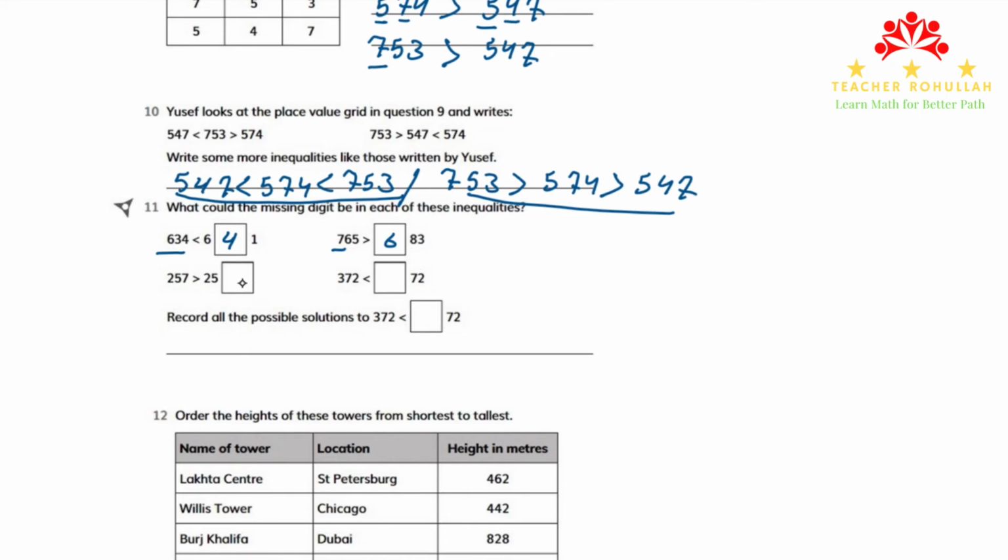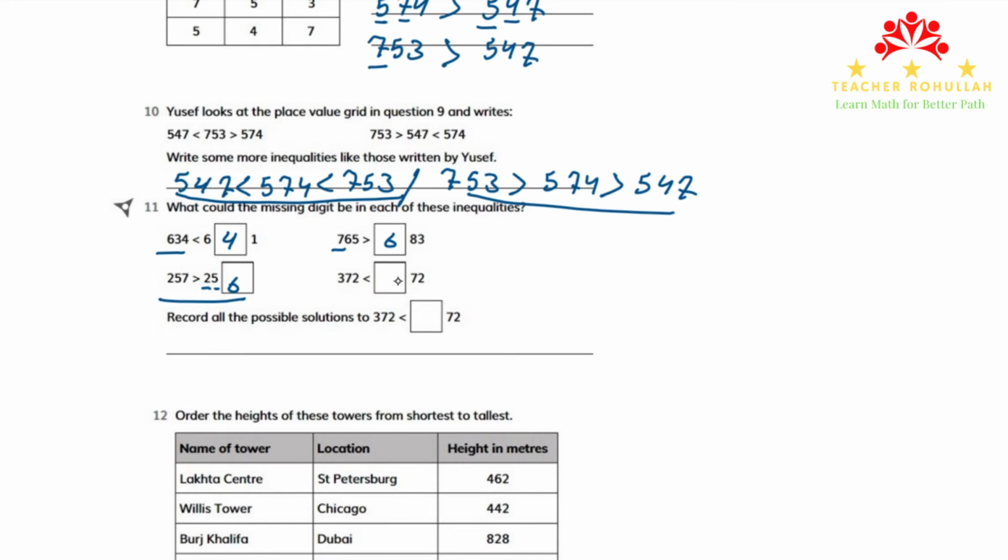In the third inequality, the missing number is in the ones place. So the number to the left is 257, which is greater than the number to the right. We have the hundreds place, we have the tens place, and we don't have the ones place. So the ones place can be 6, making 256, because 256 is less than 257. It can be other numbers also. It can be 255, 250, and 251. Any number less than 7 can be accurate over here.